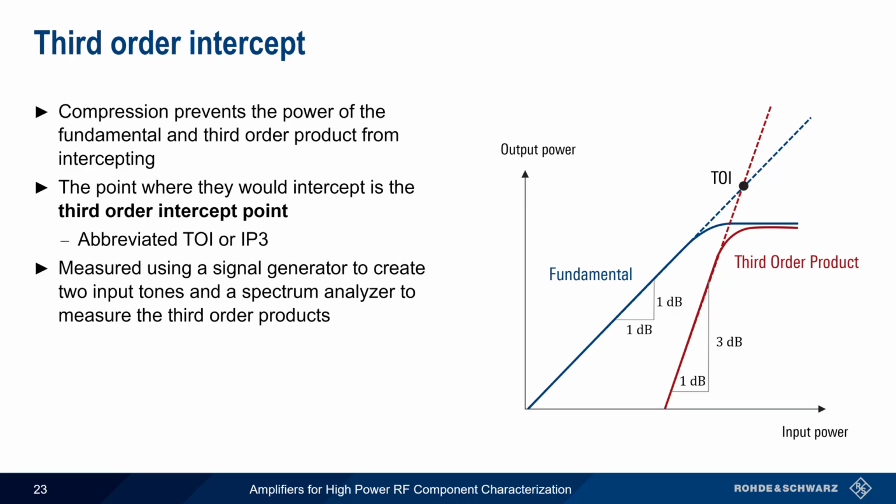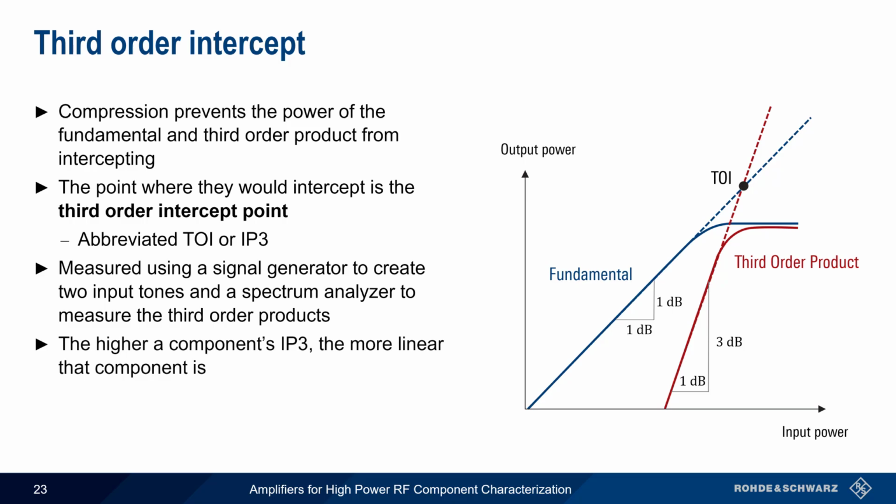Third-order intercept is normally measured by using a signal generator to create two input tones to the component under test, and then measuring the amplitude of third-order intermodulation products present at the DUT output. Third-order intercept is an important measure of the linearity of a component, and thus a high IP3 is almost always desirable.